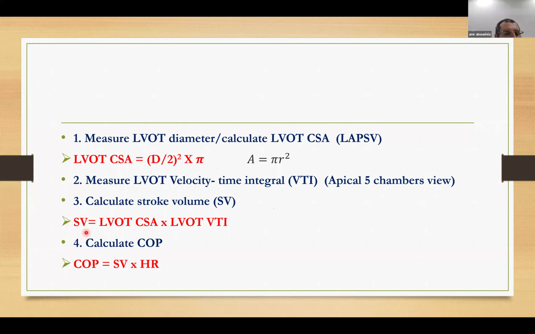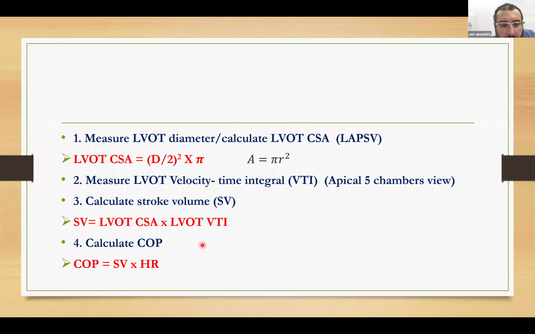So this is a very simple equation. But I will ask you one simple question here. If I give you a choice to choose only one parameter, would you prefer to use the cross-sectional area, the diameter of the LVOT, or would you prefer to use the VTI, and why? Which one is more important? What do you think? Any answer? VTI. Why VTI? It's the correct answer, but why VTI? This is the time during systole.